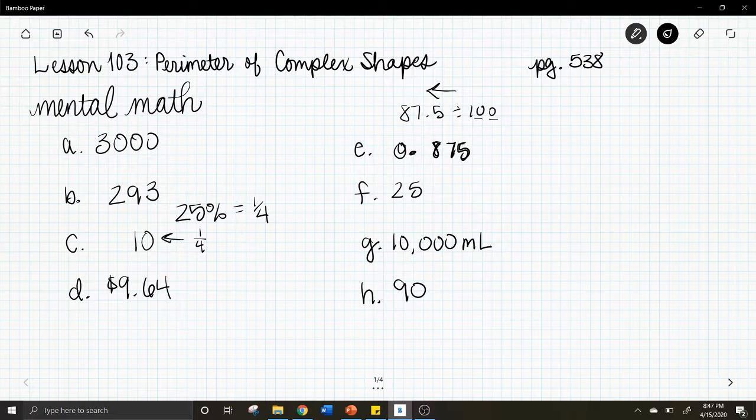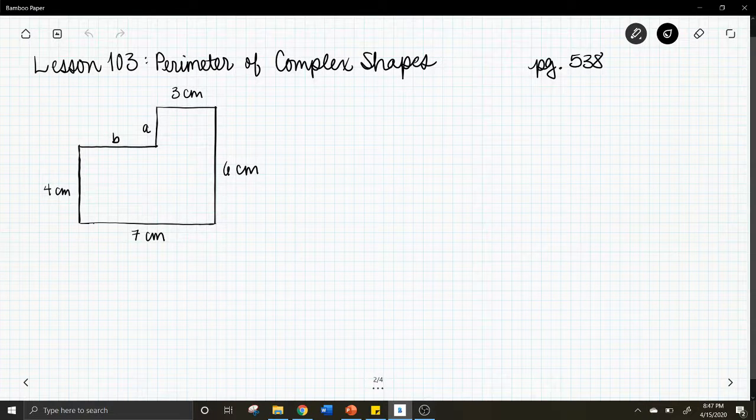Okay, let's get started. Perimeter of complex shapes. So we're going to look at this first shape, and you'll notice that some of the lengths are given, some of the lengths are not. And it's kind of complex. It looks like it could be the layout to a house, though a 7-centimeter house by 6 centimeter. But you get the idea. It's sort of like a bird's eye view of some crazy shape.